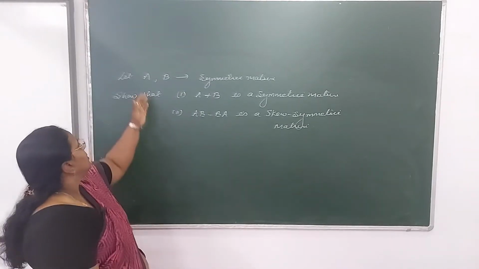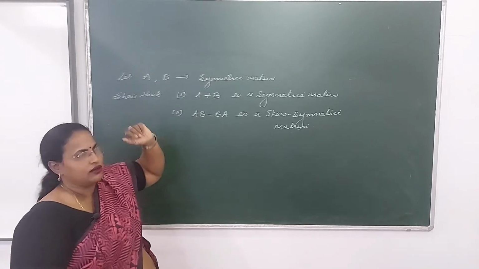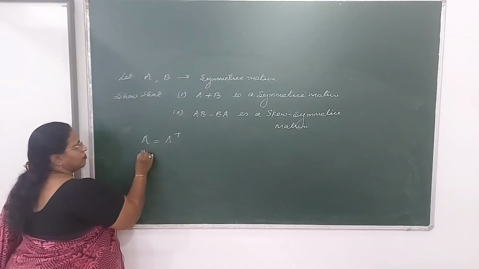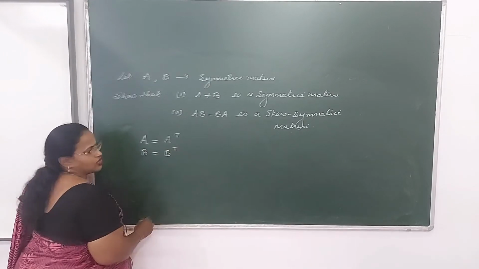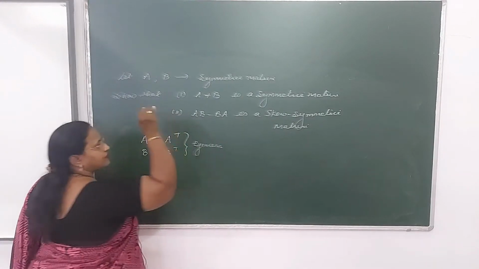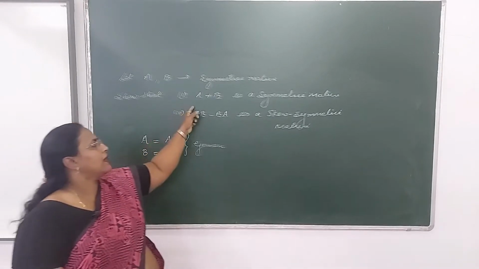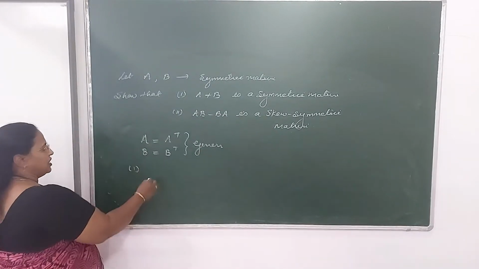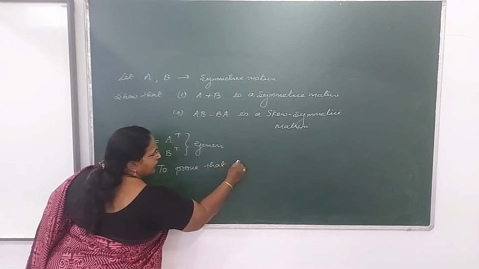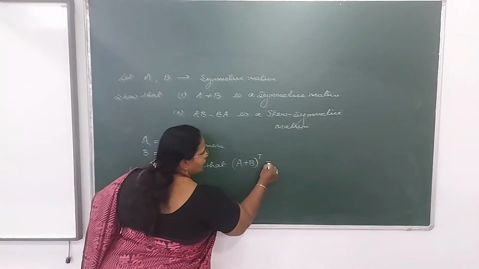Okay. Moving to the condition which is given over here, A and B are symmetric matrices of the same order. So A is symmetric means A will be equal to A transpose. B is symmetric means B is also equal to B transpose. So these are the two conditions which are given over here. Moving to the first one, you have to show that A plus B is symmetric. That means here you have to prove that A plus B whole transpose is equal to A plus B.